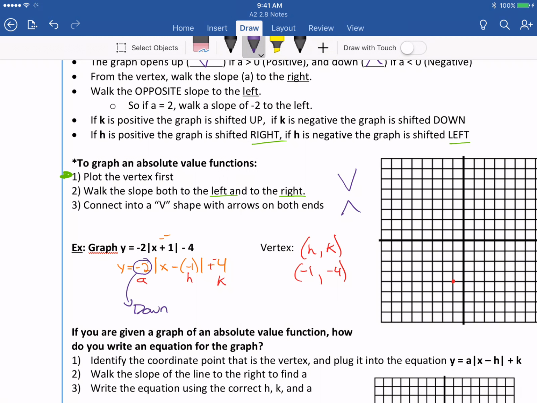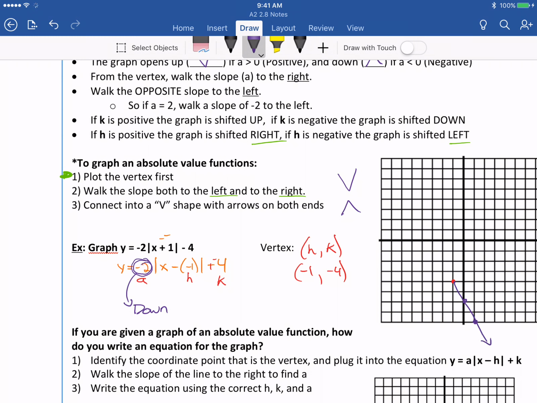And I always walk this slope here to the right. So I always start with that -2. So I go down 2 to the right 1. Down 2 to the right 1. There is the right side of my graph.